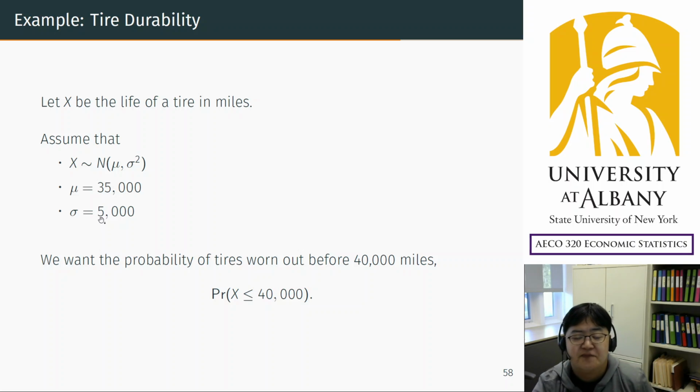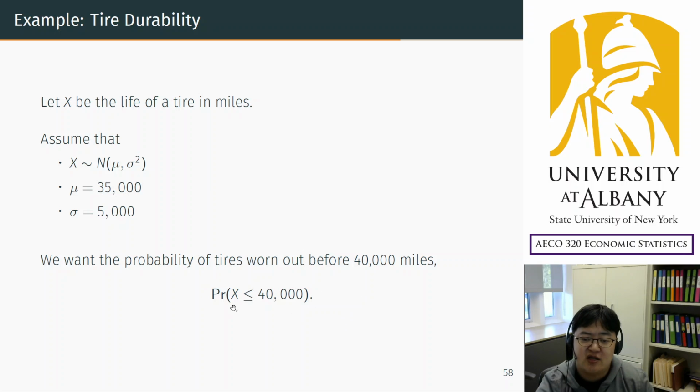So then clearly, it's not a standard normal distribution. Mean is not 0, sigma is not 1. So it's a non-standard normal distribution. Okay, if you know that, then we would like to calculate the probability that a tire is worn out before 40,000 miles. So we would like to calculate this probability. A tire cannot last 40,000 miles. Exactly, this has the same structure as the example I gave you in the previous slide.